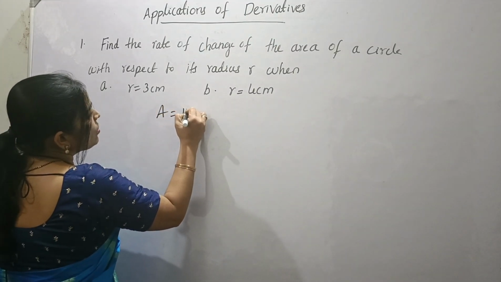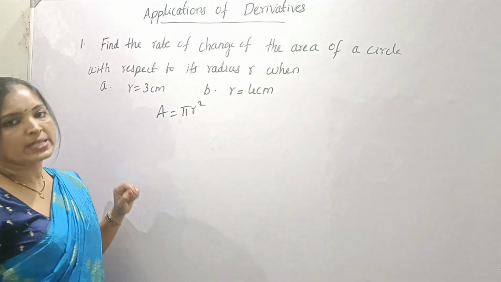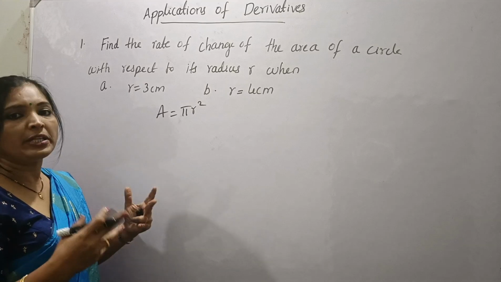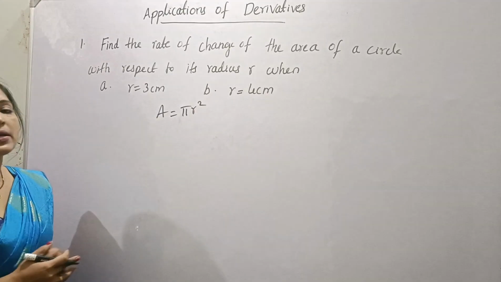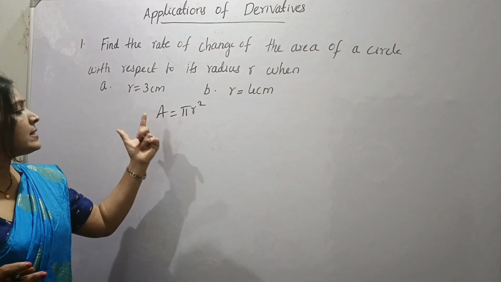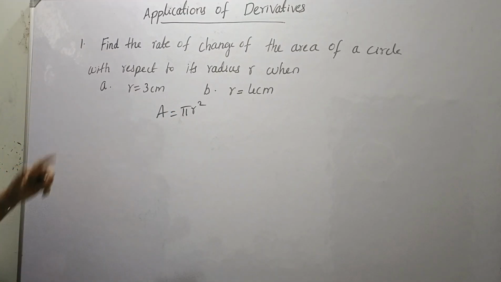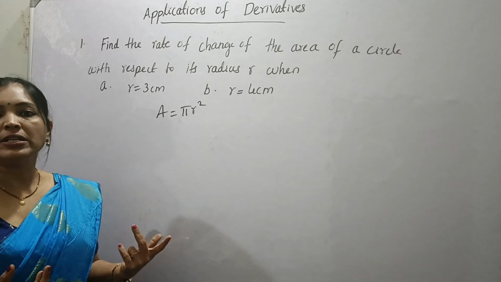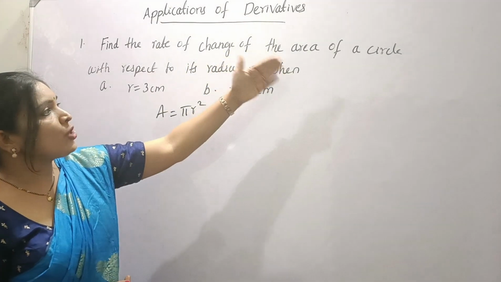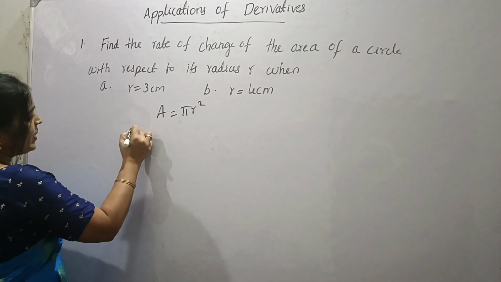A is equal to pi r square. A is the area of the circle, r is the radius of the circle. During the exam you should write: let A be the area of the circle and r be the radius of the circle. Then the equation for the area of the circle is A is equal to pi r square. So here we have to find what? We have to find dA by dr, that is the rate of change of area with respect to its radius, that is dA by dr.